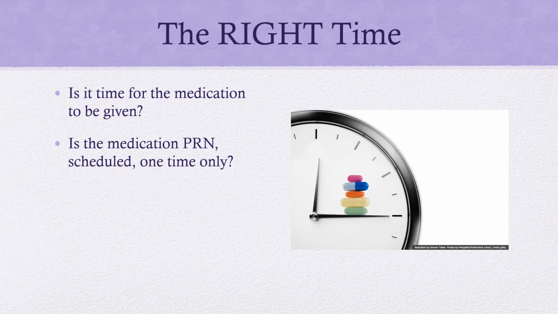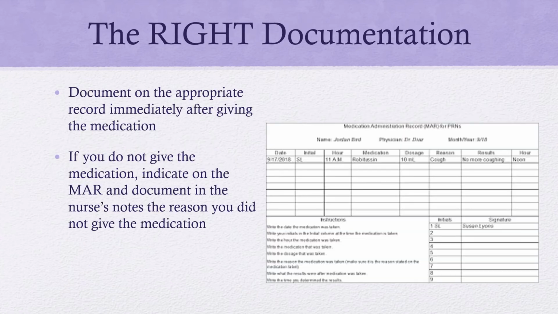PRN, again, right, is our as needed. So you might have a PRN med for morphine, Q2 for pain. So making sure that you are waiting that Q2 before you can actually give it, right? The 30 minutes wouldn't matter beforehand on that one.